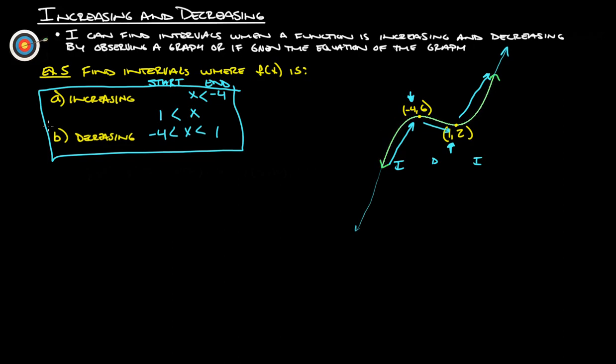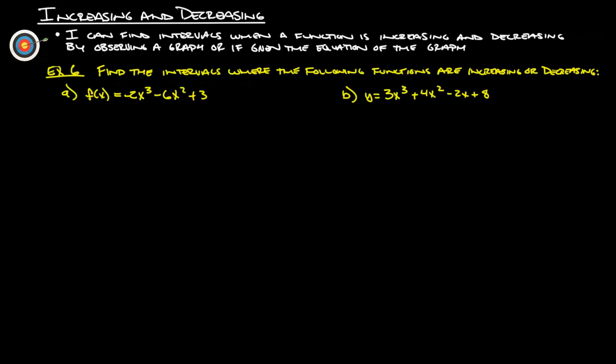It's increasing when x is less than -4, and also when x is greater than 1, because you can read it backwards, or you can say when 1 is less than x. And then it's decreasing when x is greater than -4, but less than 1. Okay? One last piece here.